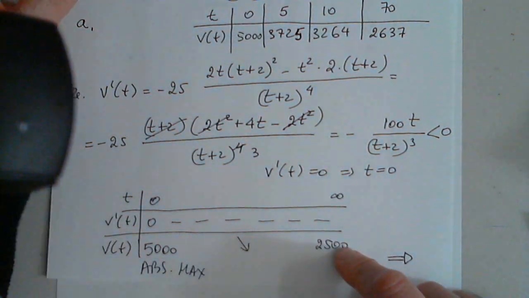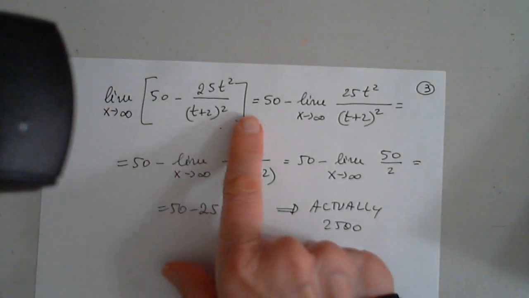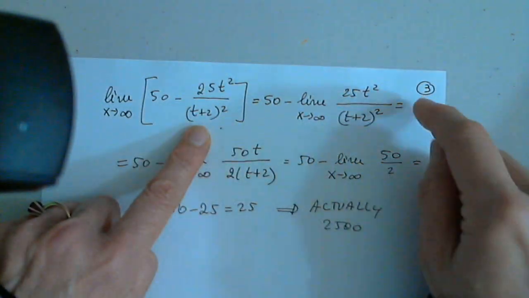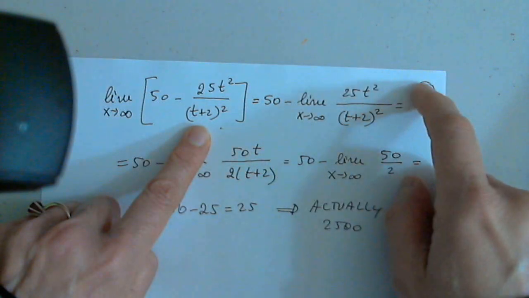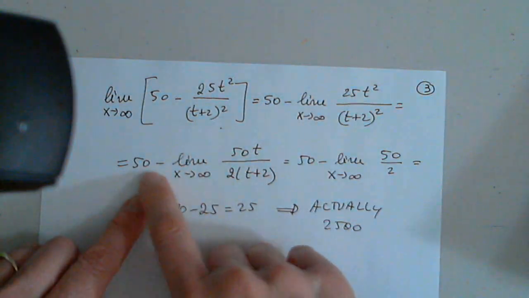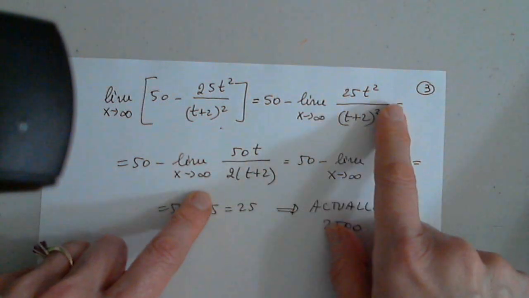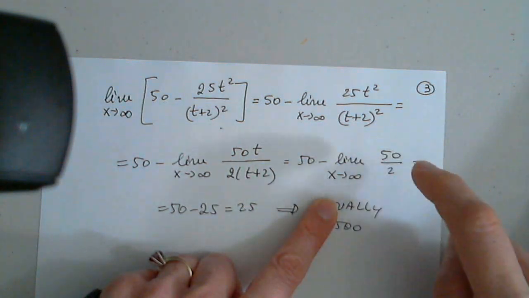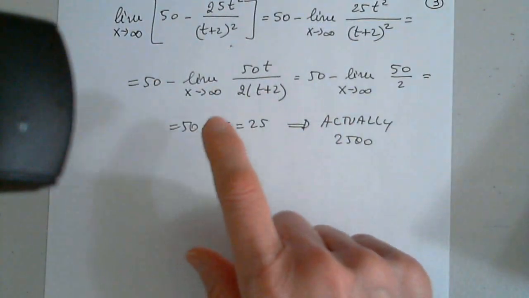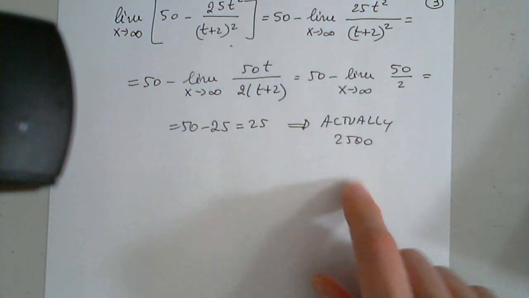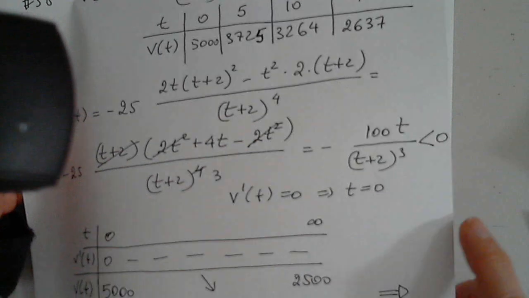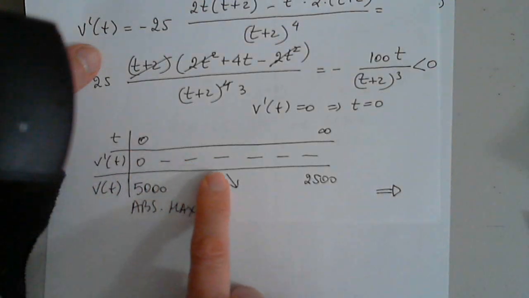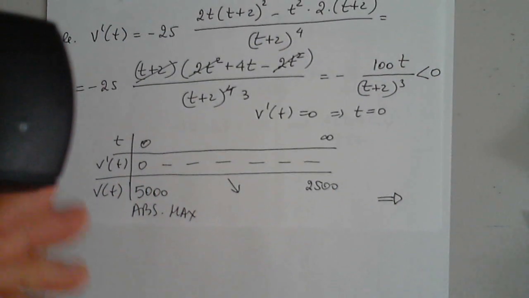So I have to find the limit at infinity. So here it is. The limit of all this is the limit of 50, which is 50, minus the limit of this. It's infinity over infinity. I cannot write it here because there is a 50 in front. But I will proceed with L'Hopital's rule here. I copy 50. 50t I differentiate, 2 times this, minus. I differentiate again because this is infinity over infinity. I get 50 over 2, which is 25. 50 minus 25 is 25, which is actually 2,500. That's why I have 2,500 here at infinity. So at time t equals 0, the inventory is 5,000. It continues to decrease till 2,500. Thank you.